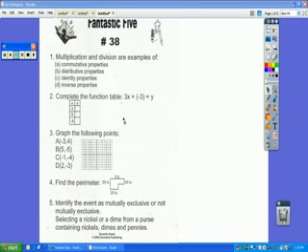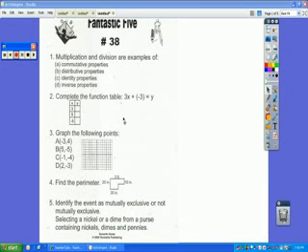Fantastic Five, number 38. Number 1. Multiplication and division are examples of: A. Commutative properties, B. Distributive properties, C. Identity properties, or D. Inverse properties.